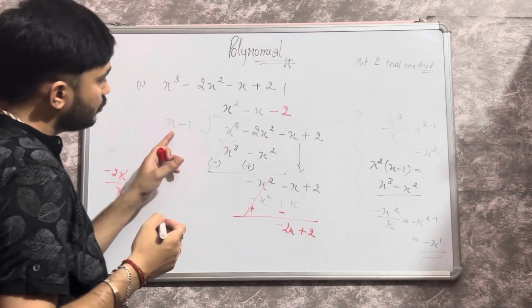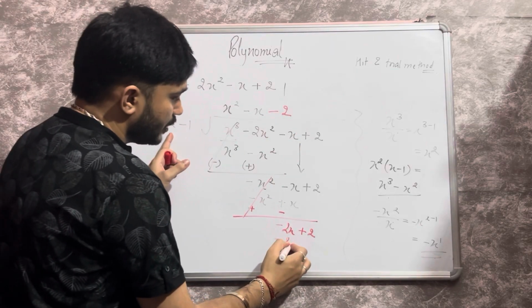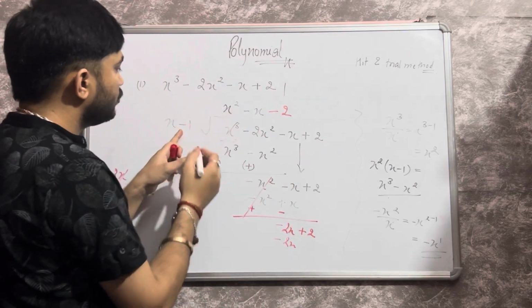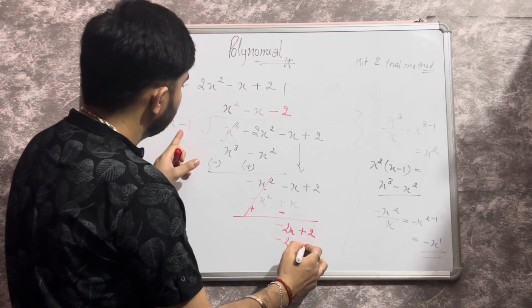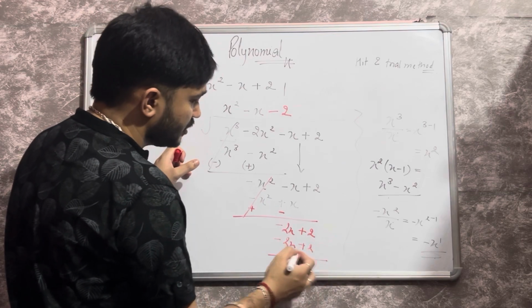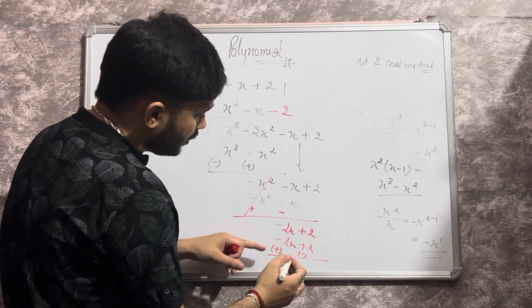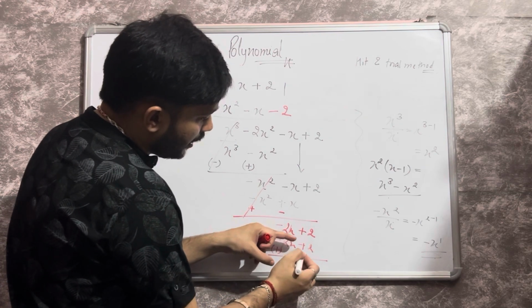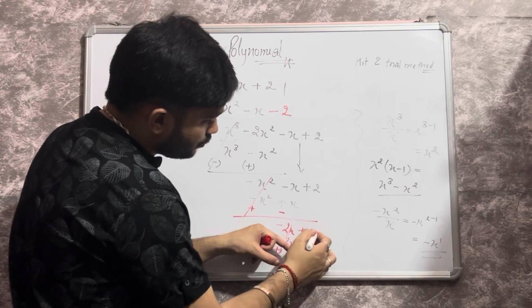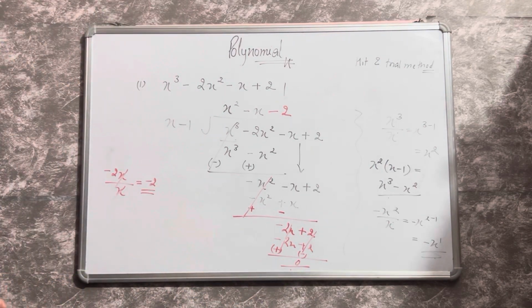Now what you are going to do, just multiply this, minus 2 into x, you will get minus 2x, and minus 2 into minus 1 is plus 2 here. Change the sign of the lower terms, that is plus and minus here. Minus 2x plus 2x will be cut out, and plus 2 minus 2 is also going to be cut out, and you are being left with the remainder 0.